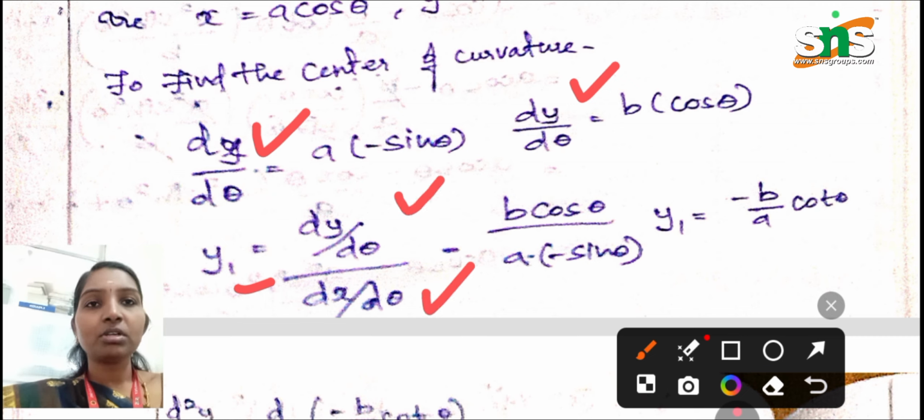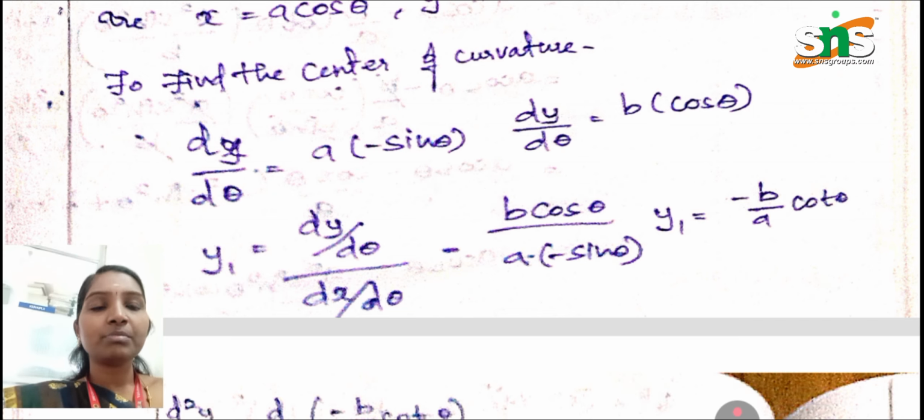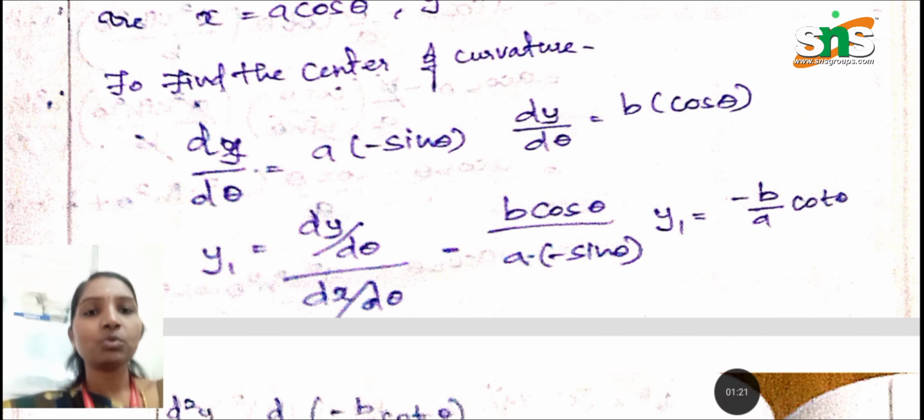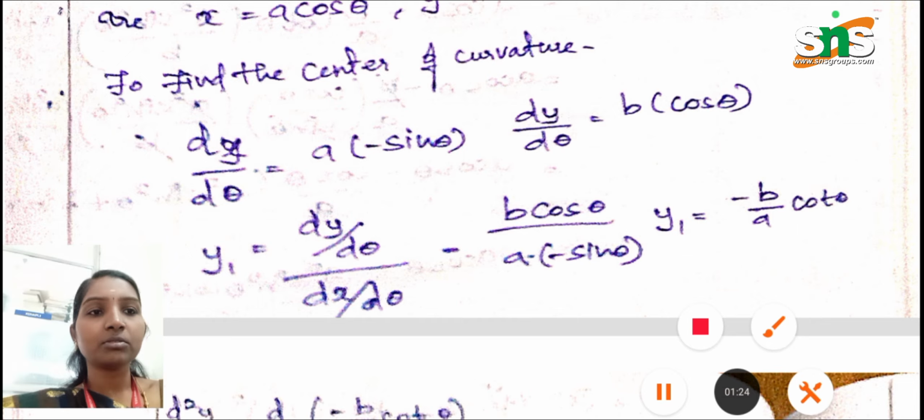We have found on differentiating x, we have a into minus sin theta. On differentiating y, we have b into cos theta. So y1 is equal to, in the numerator we have b cos theta, in the denominator we have minus a sin theta. And on simplifying it, we have y1 is equal to minus b by a cot theta. Now we'll move on to the next thing.